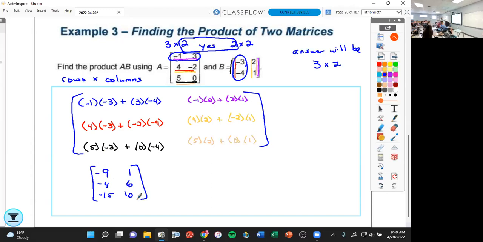Okay. It's not hard. It's tedious. And you've got to concentrate on what you're doing. Rows by columns, rows by columns. Okay. What row am I multiplying? What column am I multiplying? That'll tell you which cell you were in. Okay. Questions?